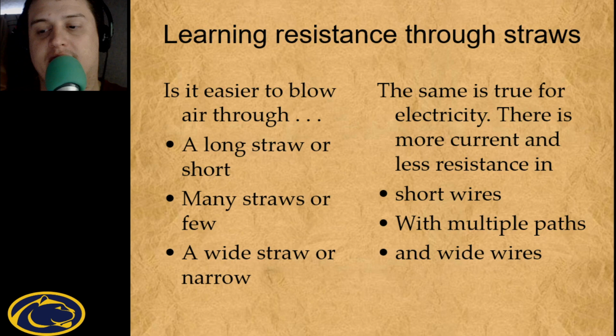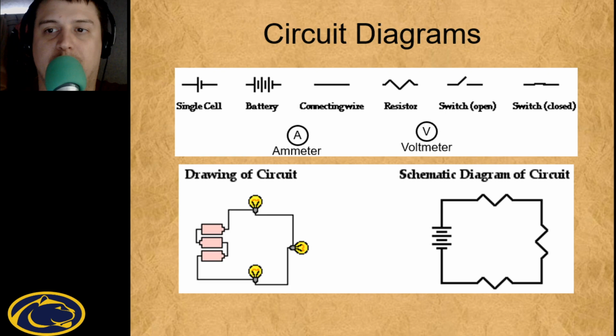We talked about circuit diagrams a little bit last time. So: a single cell is a battery, a connecting wire, resistors are a squiggle line, and a switch can be open or closed. An ammeter or a voltmeter will always be marked with a big A or a V in a circle. In each picture here, you've got two different drawings: a picture and a schematic. The drawing gives you a better idea of what the batteries look like. The picture on the right is the schematic diagram. It just shows you the symbols instead of showing bulbs or batteries.